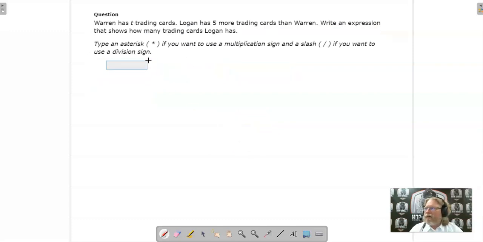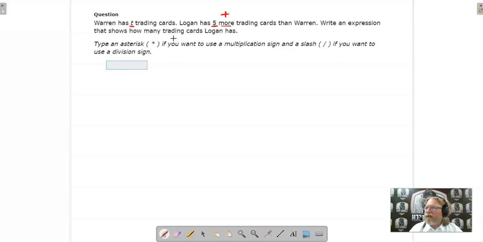On the next one, Warren has T trading cards. So this T represents the number of trading cards that Warren has. Logan has 5 more. Looks like plus 5 more, right? We're going to add. More lets us know to add, and that 5 is going to be important as well. 5 more trading cards than Warren.